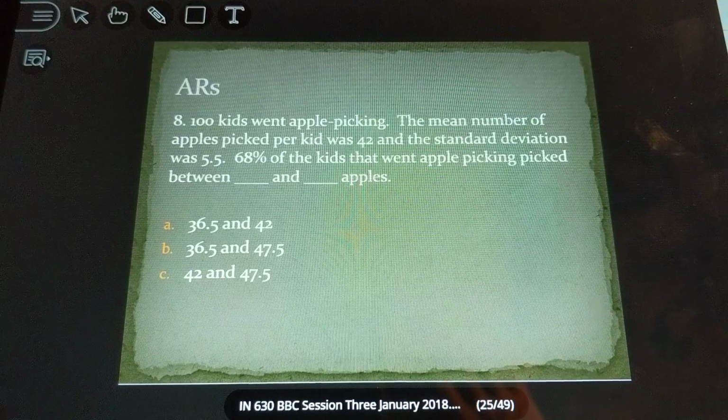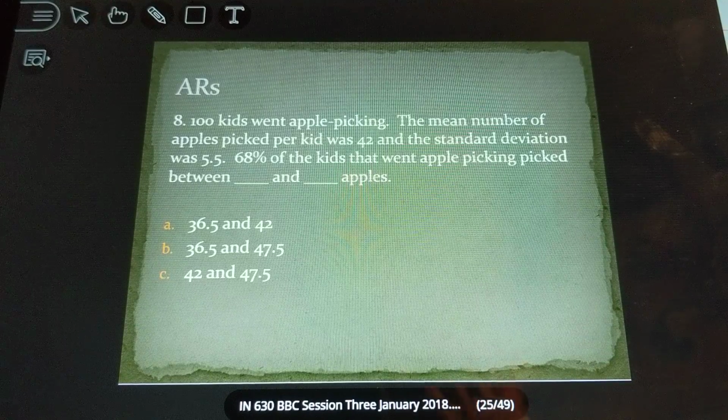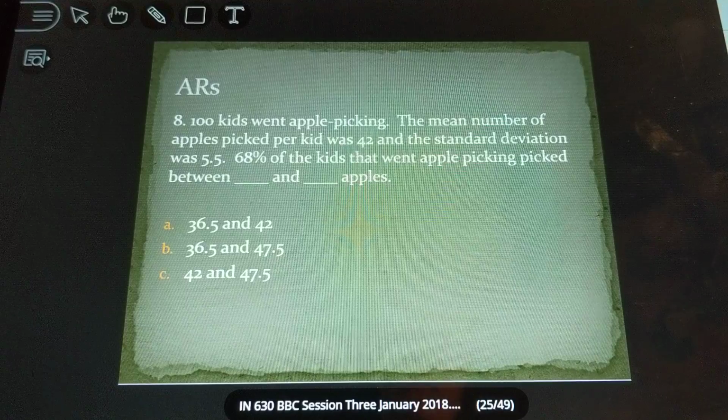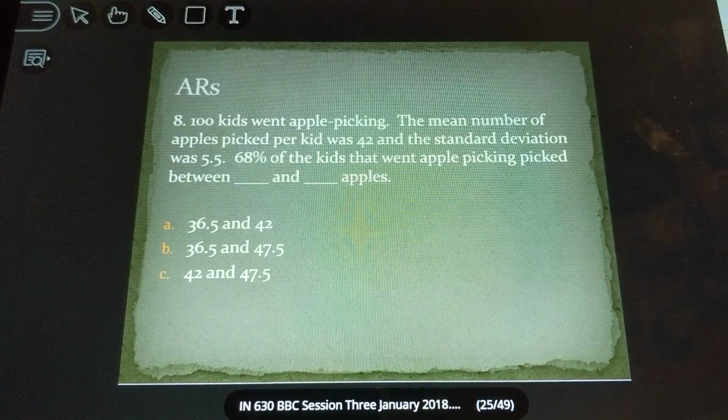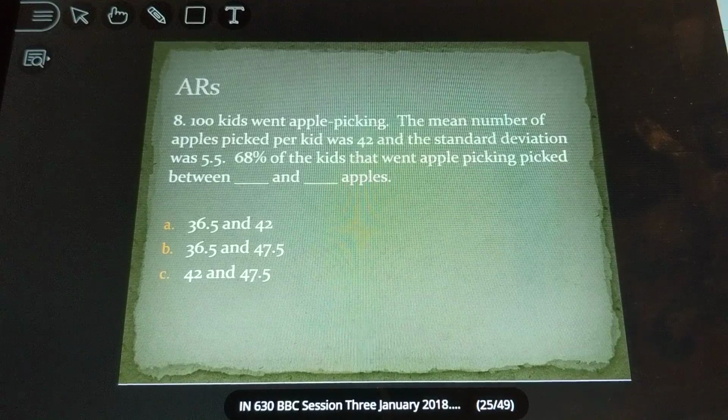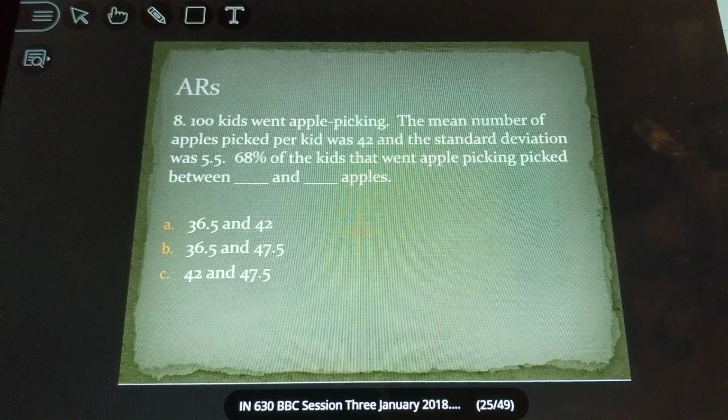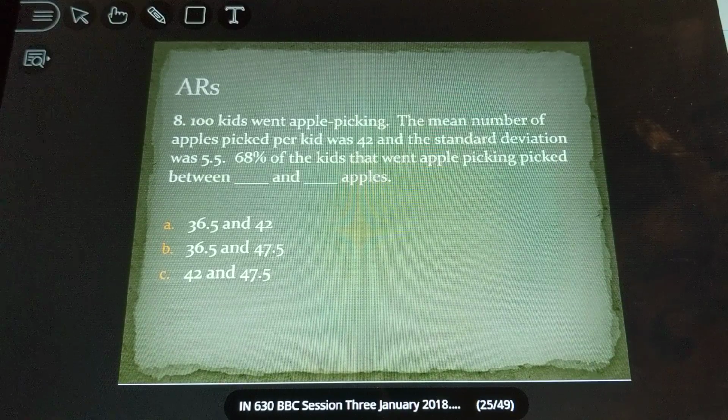All right, so let's check this out. 100 kids went apple picking, and I want you to put your response in your text box again. The mean number of apples picked per kid was 42, and the standard deviation was 5.5. 68% of the kids that went apple picking picked between how many and how many apples?